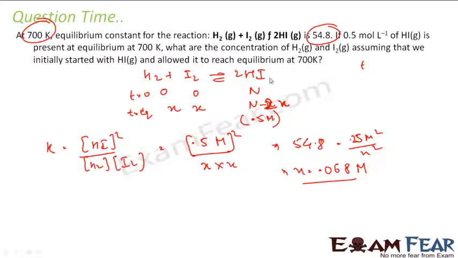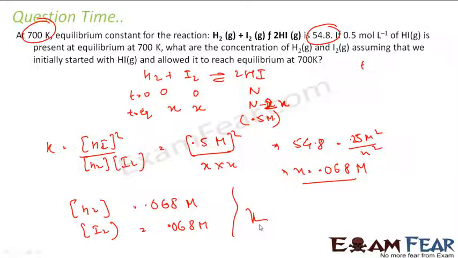That means the equilibrium concentration of H2 is 0.068 M, that is moles per liter, and for I2 it is also x, that is 0.068. That is the answer. Easy one. You started with some n moles of HI, so 2x is used and it created x moles of H2 and x moles of I2, but this whole thing is 0.5 moles per liter. So we just use the formula to get the value of x, and that gives the concentration of hydrogen and iodine.